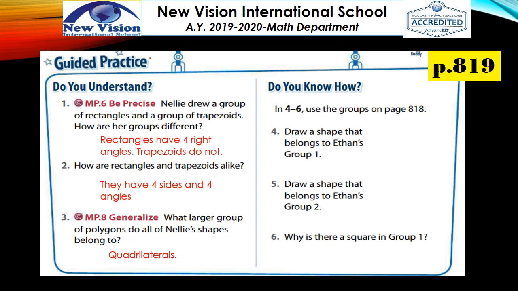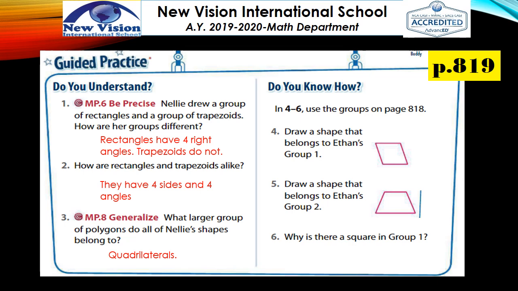Now we have the Do You Know How. Number 4, draw a shape that belongs to Ethan's group 1. Do you remember the shape of Ethan? Do you remember the groups? The rhombuses and the trapezoids? We have this shape. For number 5, draw a shape that belongs to Ethan's group 2. What is it? It's a trapezoid.